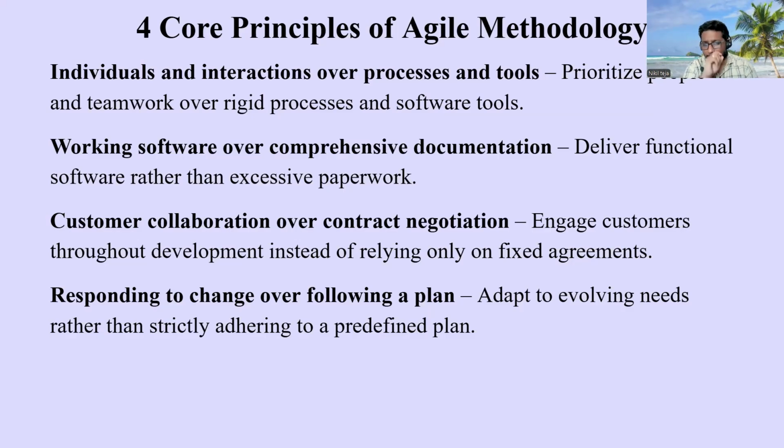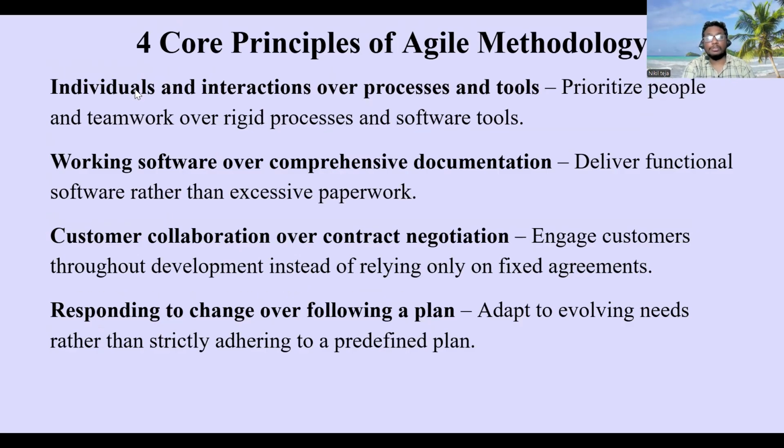So the first core principle is individuals and interactions over process and tools. Let's go to the definition. Prioritize people and teamwork over rigid processes and software tools. So individuals and interactions over process and tools. Don't give prioritization to processes and tools, but give importance and prioritization to individuals and interactions, so that based upon the feedback, you can build the best software. So that is the first point, individuals and interactions over processes and tools.